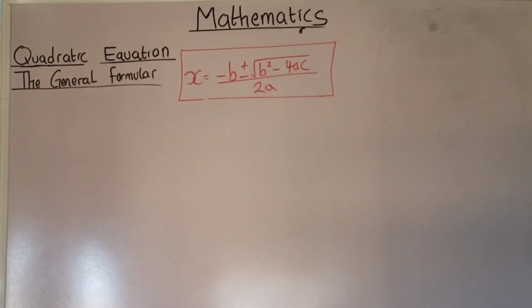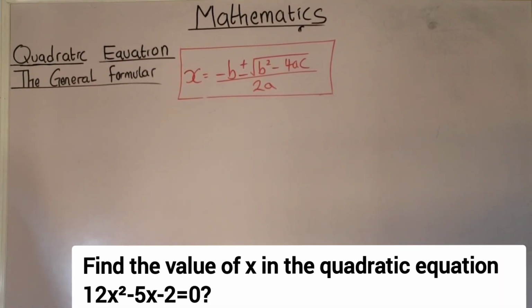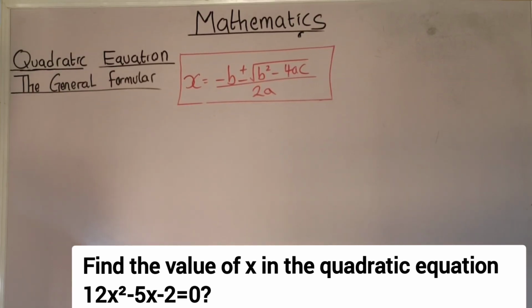In this class, we're going to learn how to solve quadratic equations using the formula method. Okay, let's start with the first question. Find the value of x in the quadratic equation 12x squared minus 5x minus 2 equals 0 using the formula method.